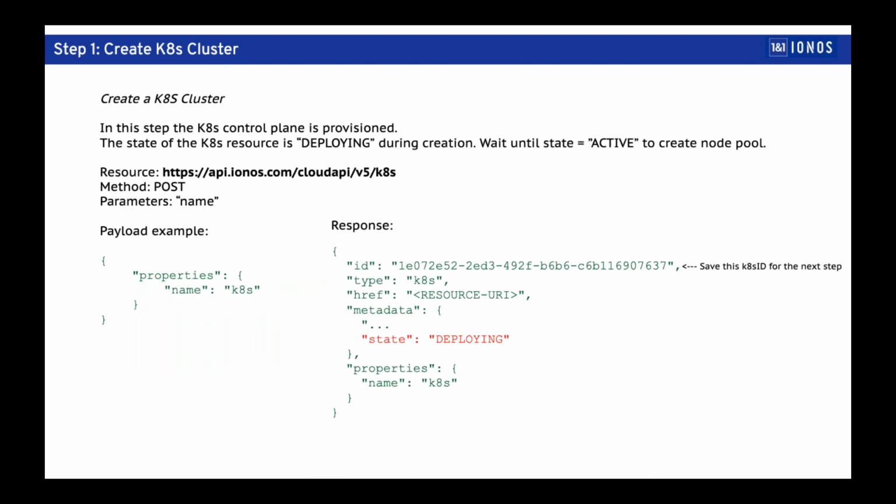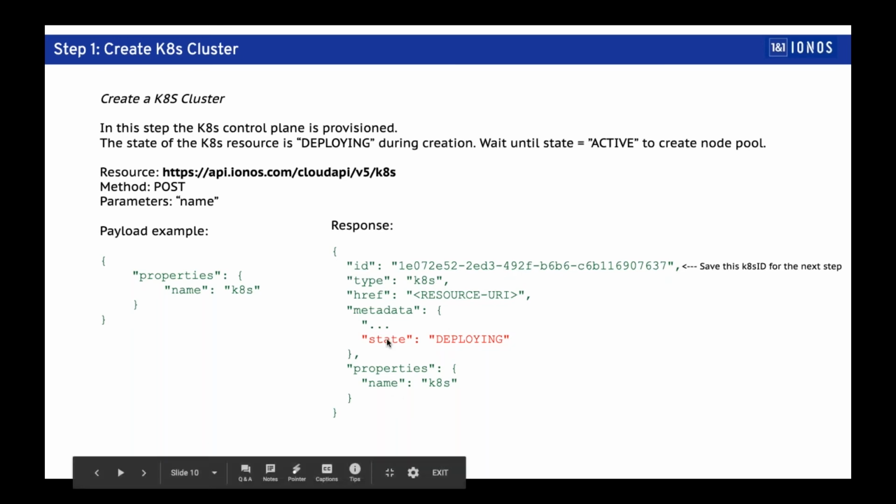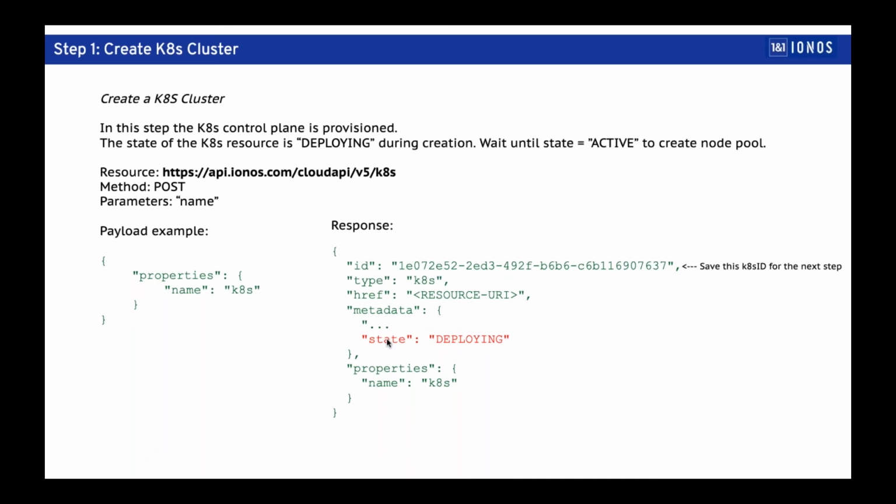Now, to create the Kubernetes cluster, we have introduced a new API resource called k8s. Again, with the method POST, we are creating a new object, and the only thing that is required is actually a name. The response contains the UUID of the new Kubernetes cluster. Again, save this one for later. We will need it to create the first node pool. And also interesting is that the Kubernetes cluster has a state. It is either in state deploying, which means it's being set up, and you will need to wait until the state is active to be able to create the first node pool.